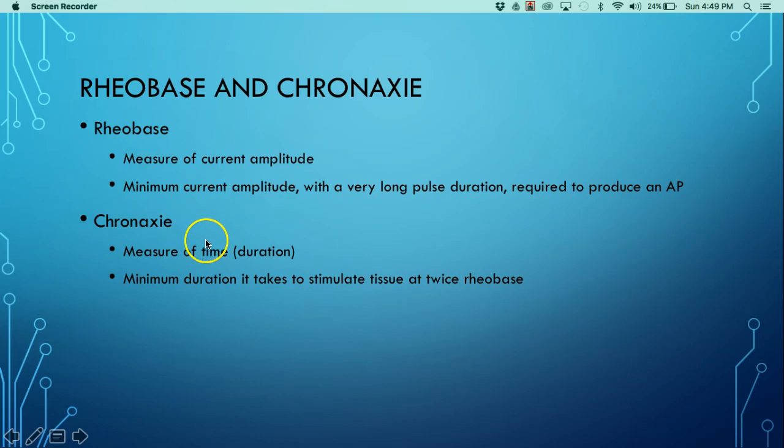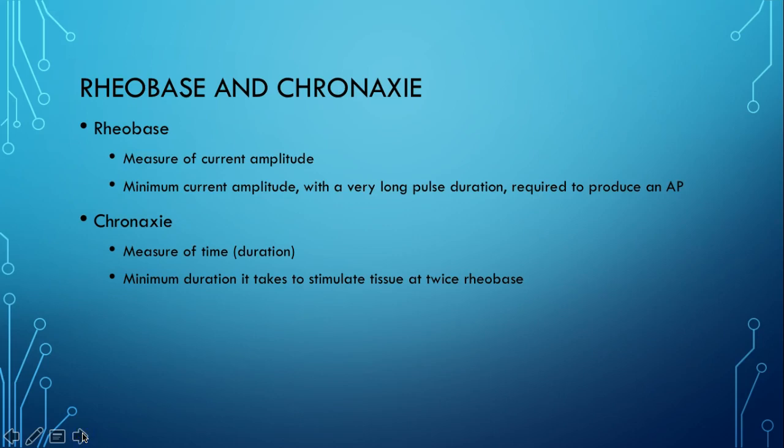Chronaxy is a measure of time or duration, which is the minimum duration it takes to stimulate tissue at twice rheobase or twice the amplitude. So it's just terminology to describe different ways of getting that action potential. I wouldn't worry about that a whole lot, just know that those are terminologies used to describe it. Okay.